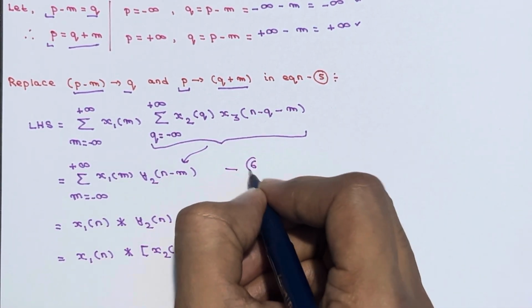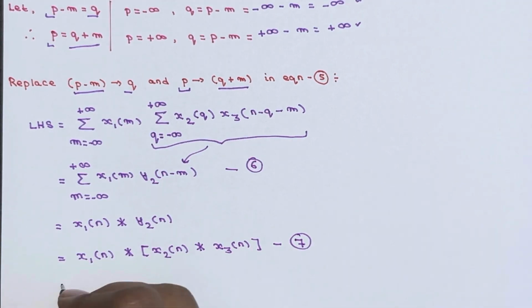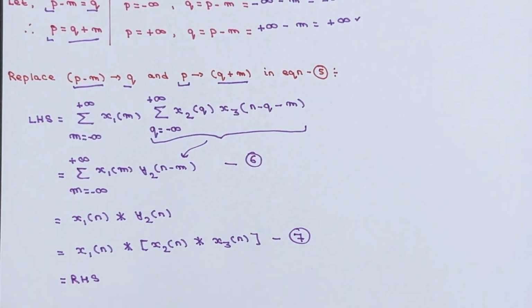This is 6. And this is basically the RHS, right? So we started from LHS, we got the RHS. So we proved the associative property of a linear convolution.